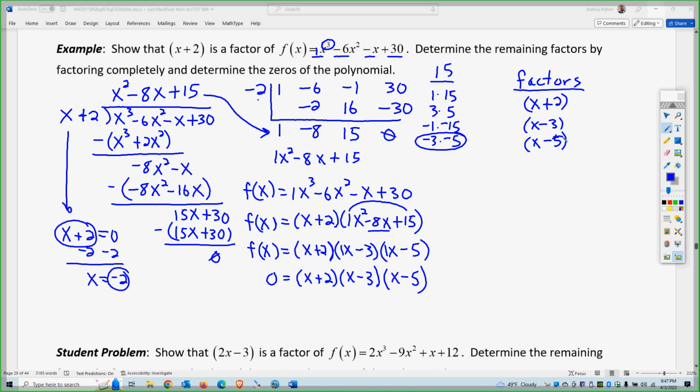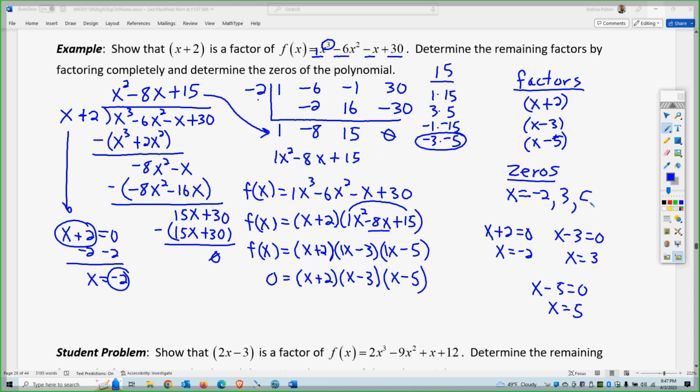So my zeros: if I actually solve these, x plus 2 is 0, so x is negative 2. X minus 3 is 0, so x equals 3. And then x minus 5 is 0, so x equals 5. So I found all the zeros from the factors, and those zeros are in fact the x-intercepts on the graph, and there's 3 of them. All right, pause the video, do the student problem, do it with both long division and synthetic division, and compare.